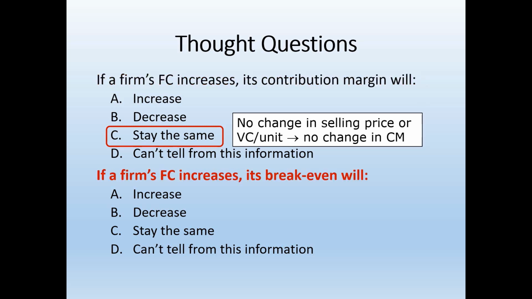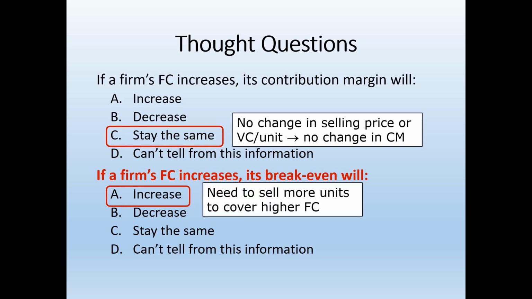But what happens to break even if the firm's fixed costs increase? Exactly. It's going to be harder for the firm to break even. Not because each unit is contributing less, but because it's going to take more units to cover the new, higher fixed cost.